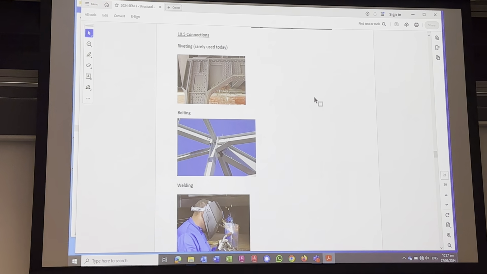Connections. Bolting is the most common. I've already said that. It is a question in the test. They did a lot of rivets in the old days. Riveting was the sort of common way to put steel together.